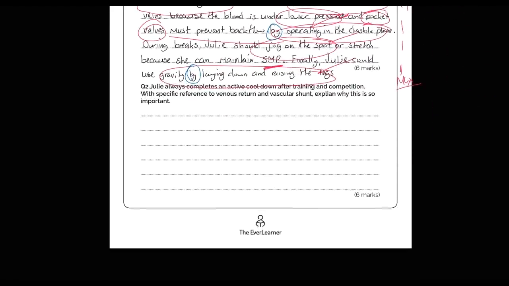Now, next question. Let me ping this in for you. In fact, let's look at the question first of all. Julie always completes an active cool down. Good for you, Julie. After training and competition, with specific reference to venous return and vascular shunt, which we haven't talked about here, but we could. Explain why. Explain why are particularly going to be because, therefore, this means. If you want to get better at this, you have to look at our roadmap stuff, okay? Explain why this is so important.